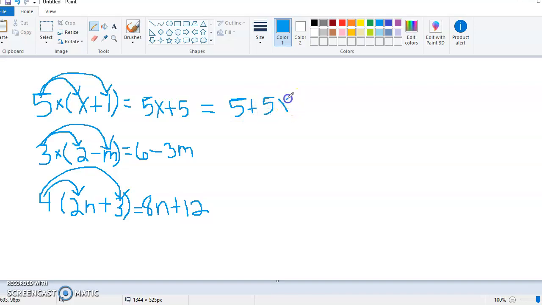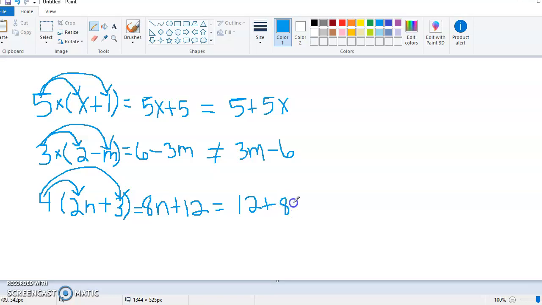Okay? However, when it comes to subtraction, 6 minus 3m is not equal to 3m minus 6. You can't just turn around a subtraction problem. So those are not equal. Okay? On this one, since it's addition, you can change them around. So 8n plus 12 is the same as 12 plus 8n.